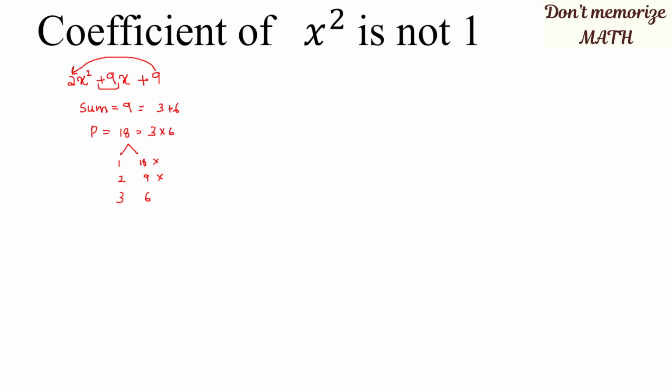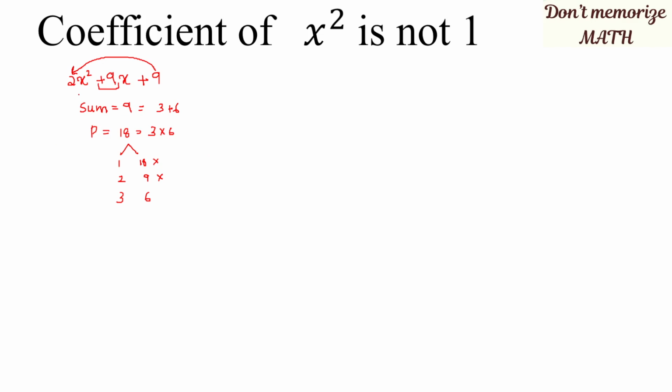So now don't write x plus 3 times x plus 6. Okay, it is wrong, because when you multiply this you won't get the same answer. So you cannot write like this. If the coefficient of x square is not 1, the method is different. So how can we find it? How can we factorize it?